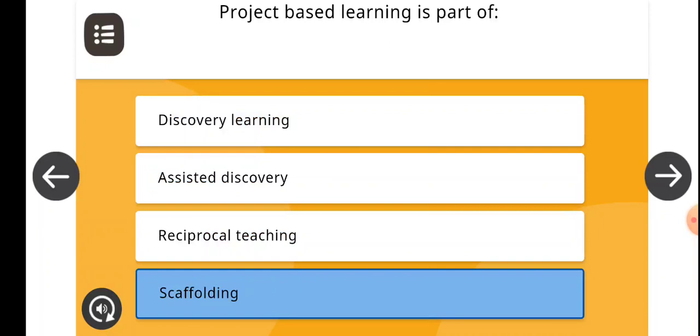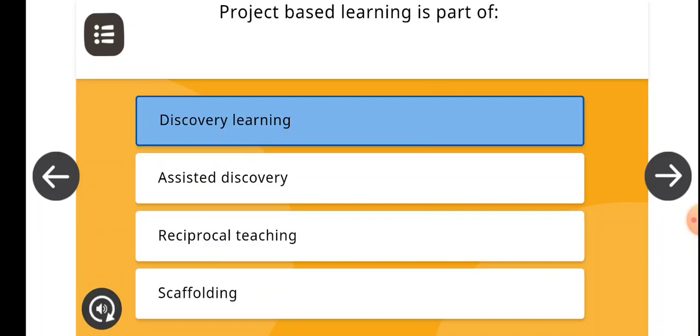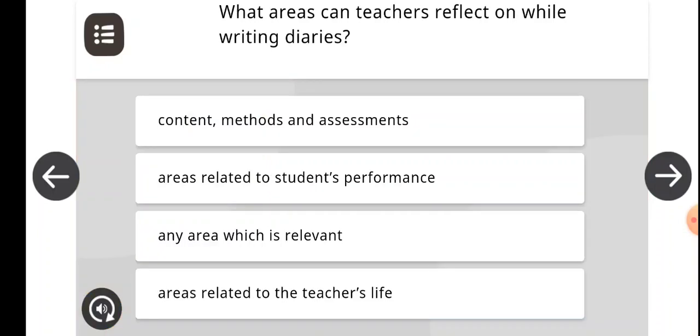Project based learning games, it is a must, and it is a part of discovery learning. Through the projects, the student discovers many more things which he doesn't know. So discovery learning is the right answer.